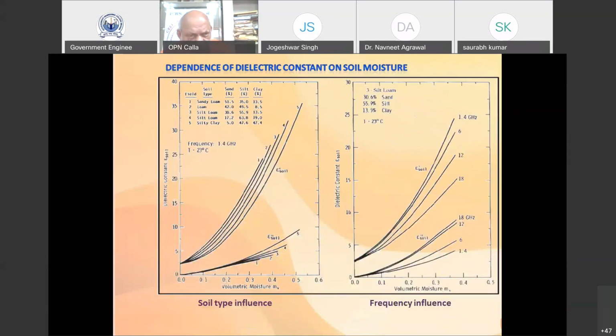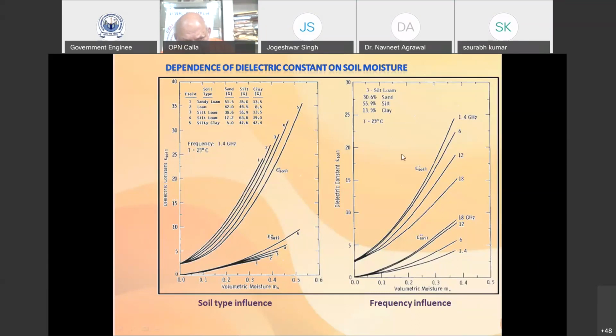Here again is a similar graph, which shows things a little more clearly. You can see here that for silty clay you have a larger dielectric constant, around 35, and the volumetric moisture is around 0.5 or so. Same thing here: you see it at different frequencies, 1.4 gigahertz, 6 gigahertz, 18 gigahertz.